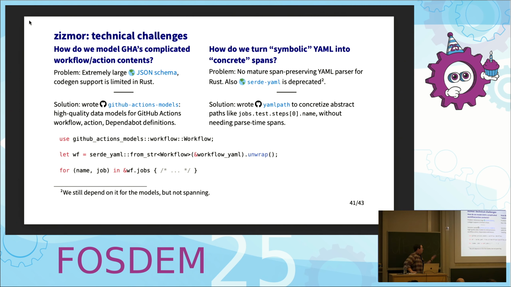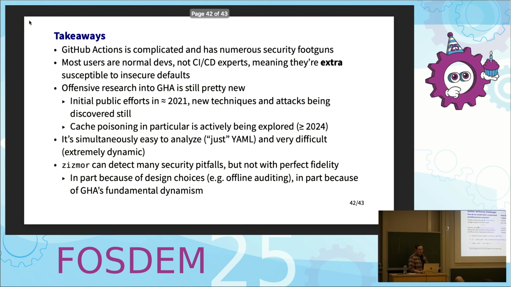And then that follows the next question, which is, how do we turn these symbolic YAML contents, like this step, back into a span that we render to the user? And the answer is, well, there's no real span preserving YAML parser for Rust, and also YAML is deprecated, which it still is, and we still depend on it. But we wrote YAML path, which concretizes that abstract path, like job test steps, zero name, back into a source level syntax span for pretty rendering.